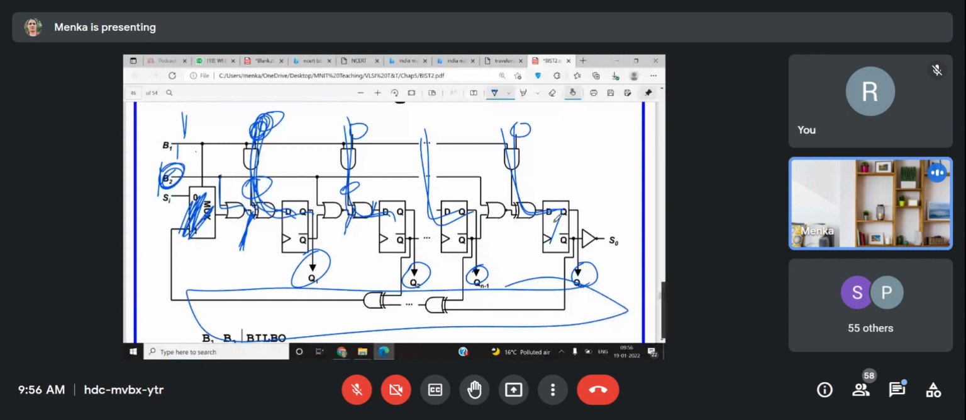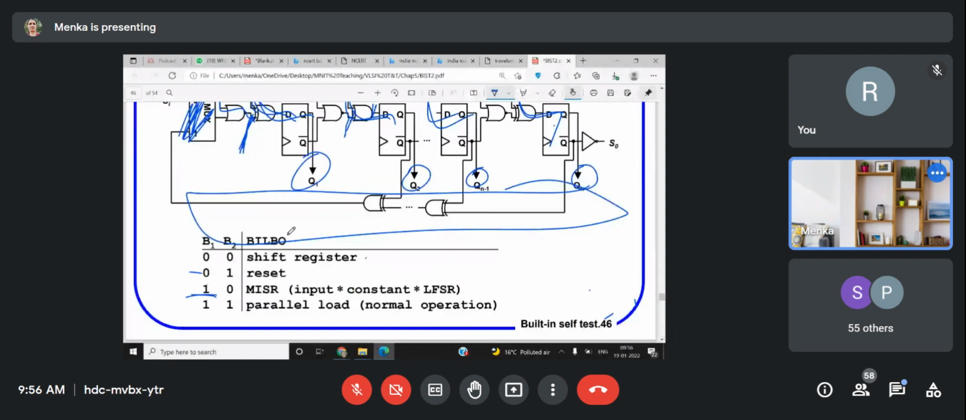So these are the four modes of operation of BILBO. These are the four modes of operation. 00 means it will be working as a shift register. 01 means reset. 10 means MISR, and 11 means it will be working like a parallel load.